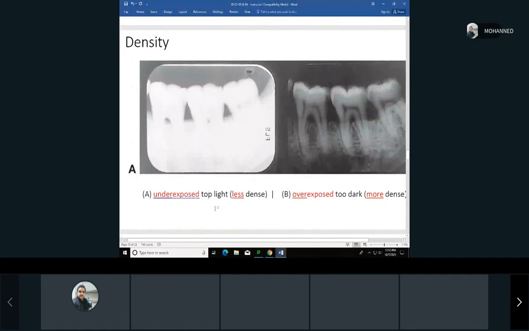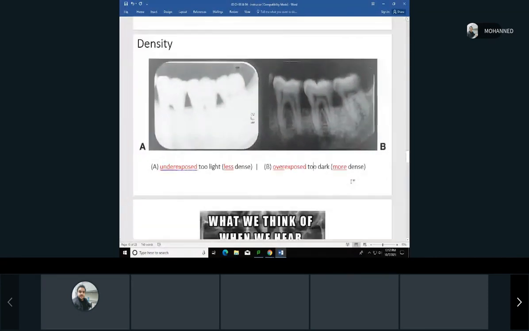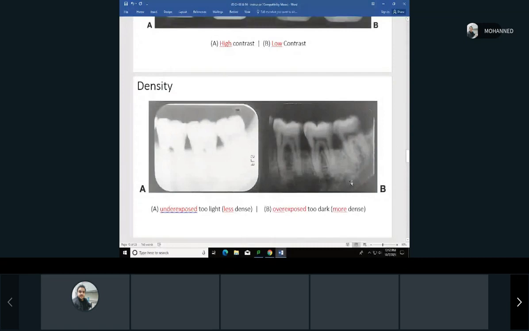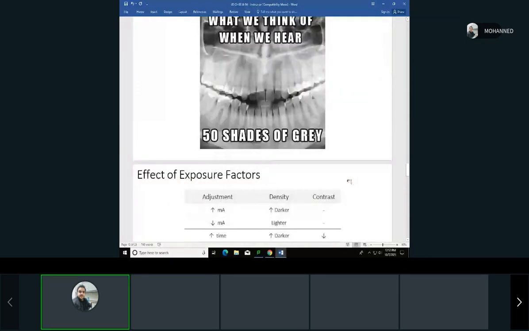Too light. And then overexposed is too dark. Good, we got that concept? Just let us go.